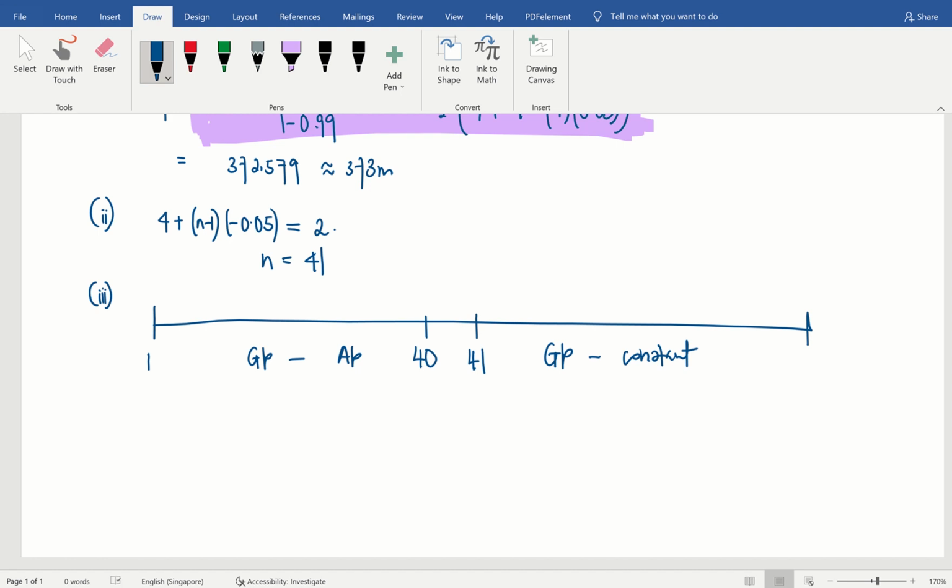So you find me for the first 40 minutes, and the entire distance will be 5 kilometers, 5,000 meters. So you find me the distance for the first 40 minutes using the previous equation. Then after that, you find me what's going to happen for the 41st minute onwards. Okay, let's find the first 40 minutes first.